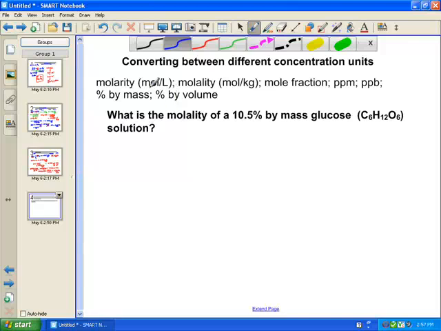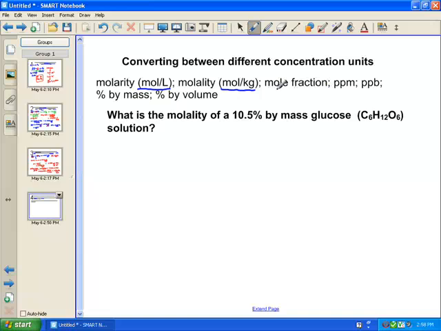So in this video I'll talk to you guys a little bit about converting between different types of concentration units. And when I say different types, I mean things like molarity, moles of solute per liter of solution. Molality, moles of solute per kilograms of solvent. Mole fraction, the number of moles of solute or solvent divided by both.